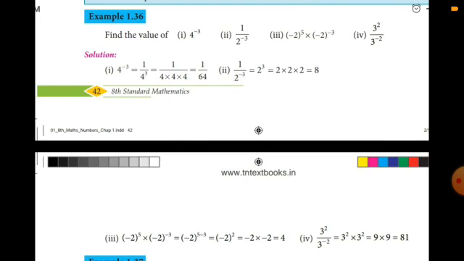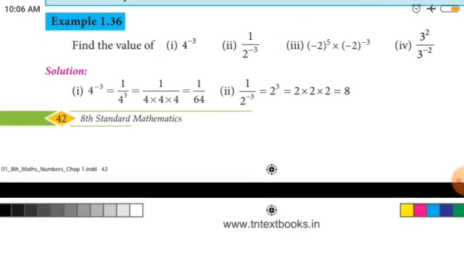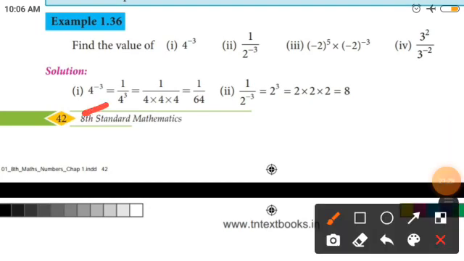Next, examples and sums. Find the value of the first question, 4 to the power minus 3. That is equal to 1 by 4 to the power plus 3, which is 1 by 4 cubed, equal to 4 into 4 into 4. 4 fours are 16, 16 fours are 64. So the answer is 1 by 64.